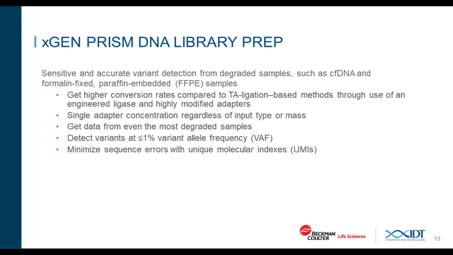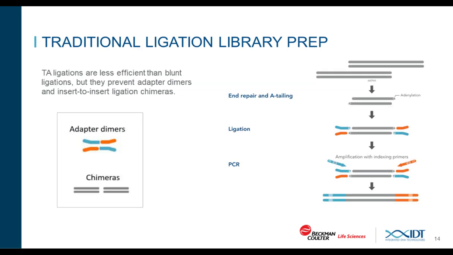xGen Prism gets higher conversion rates compared to TA ligation-based methods through use of an engineered ligase and highly modified adapters. These adapters have a single concentration regardless of input type or mass, creating an easy workflow. You can get data from even the most degraded samples and detect variants at less than or equal to 1% variant allele frequency from libraries with higher yield and complexity. This minimizes your sequencing errors with unique molecular indexes and minimizes sample misassignment with unique dual indexing primers.